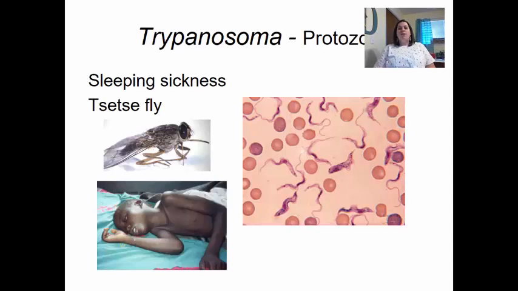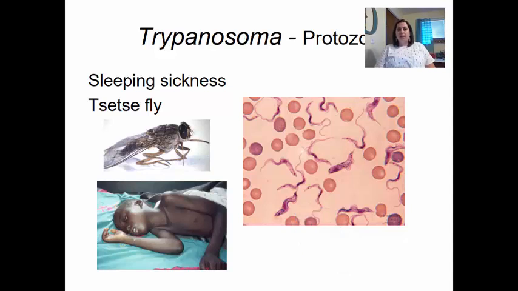So now we're going to talk about the protozoa diseases of the nervous system. So the first group are the trypanosoma. These are a type of protozoa, and they cause something that's called sleeping sickness. This is going to be carried by the tsetse fly. We see that this is what the trypanosoma looks like, showing you in red blood cells, and these are going to be flagellated type of protozoa.